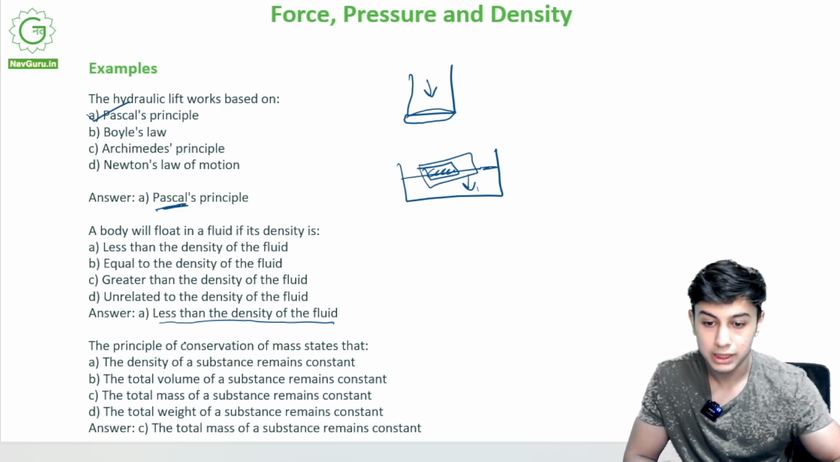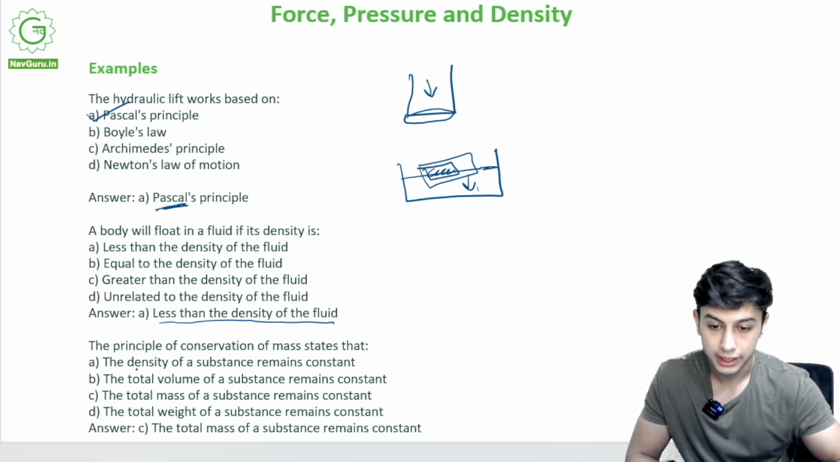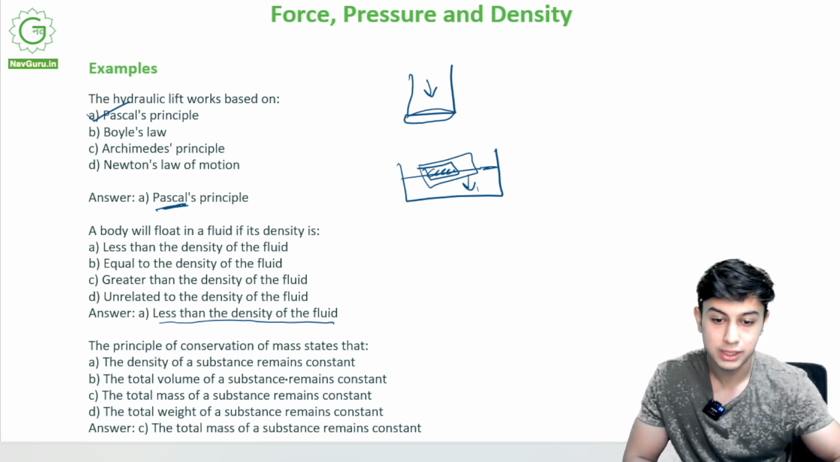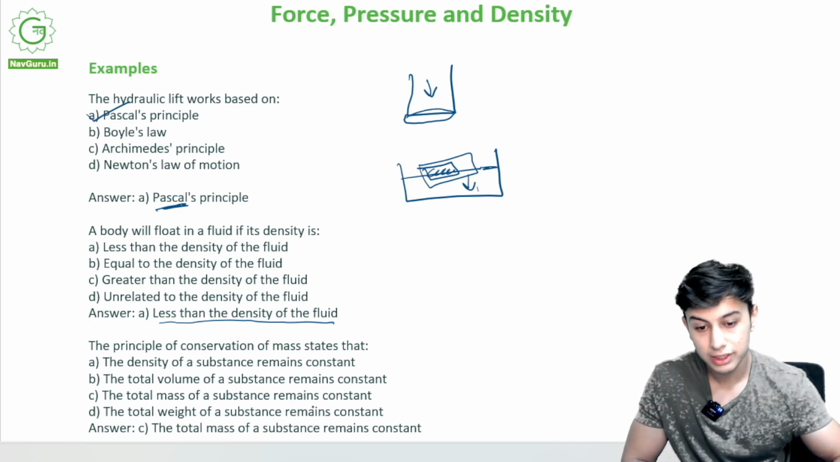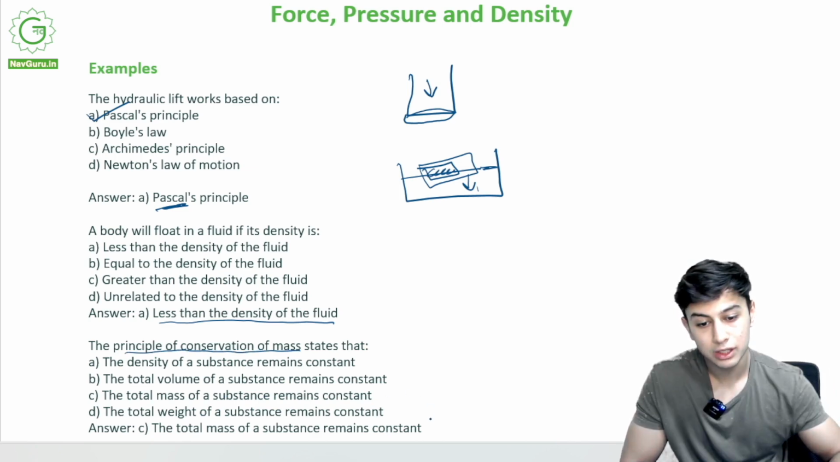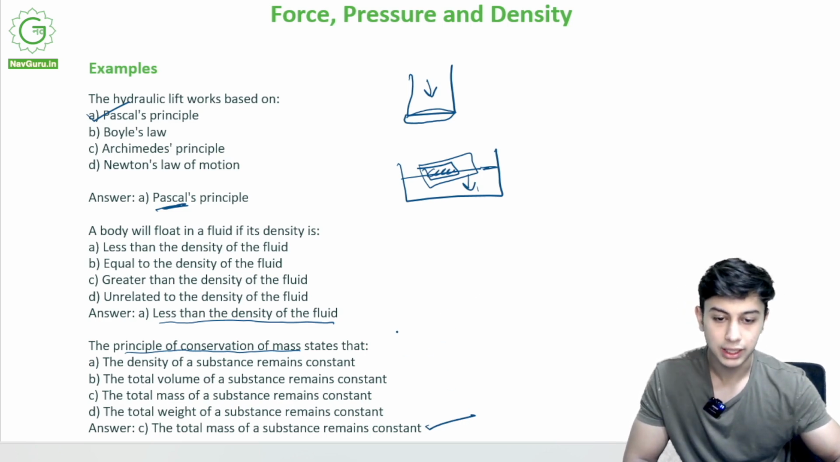The principle of conservation of mass states that the density of a substance remains constant, the total volume of a substance remains constant, the total mass of a substance remains constant, or the total weight of the substance remains constant. You should know the principle of conservation in the lectures. It says the total mass of a substance remains constant. You will come across this example again and again in many lectures.